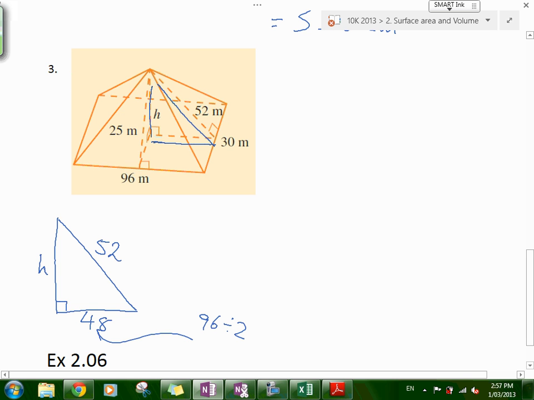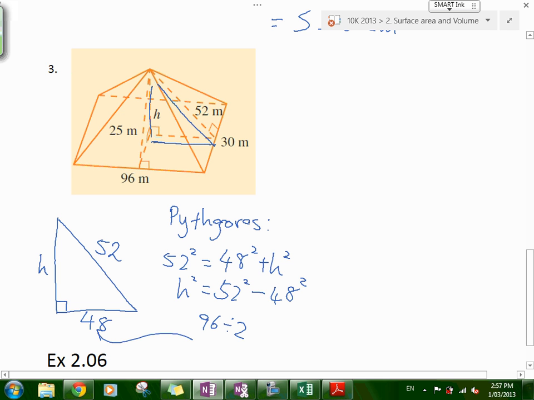So we've got the hypotenuse is 52. The other shorter side is 48. How do I find what h is? Pythagoras: 52 squared equals 48 squared plus h squared. And so h squared equals 52 squared minus 48 squared. Let me find what that is, please. It's 400. And then we square root it.